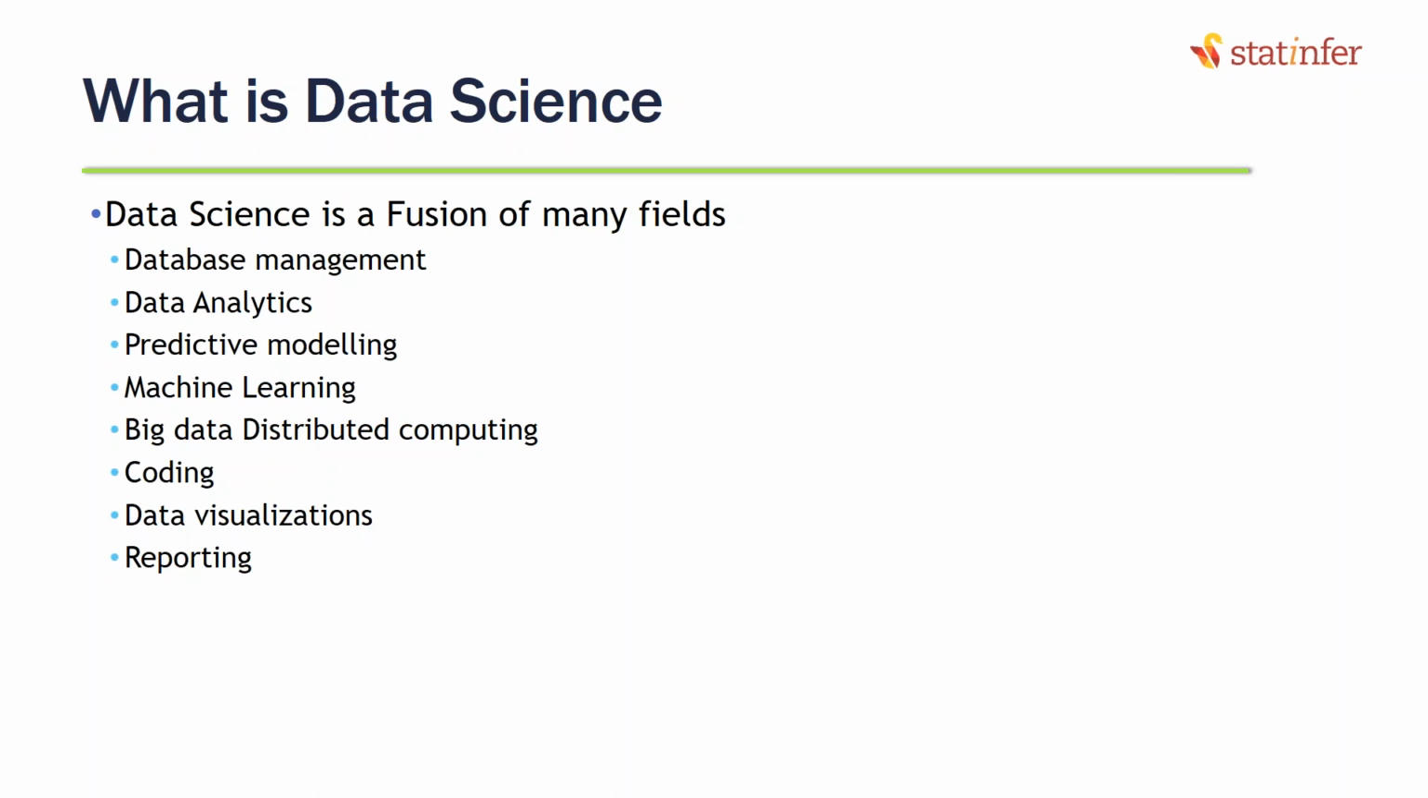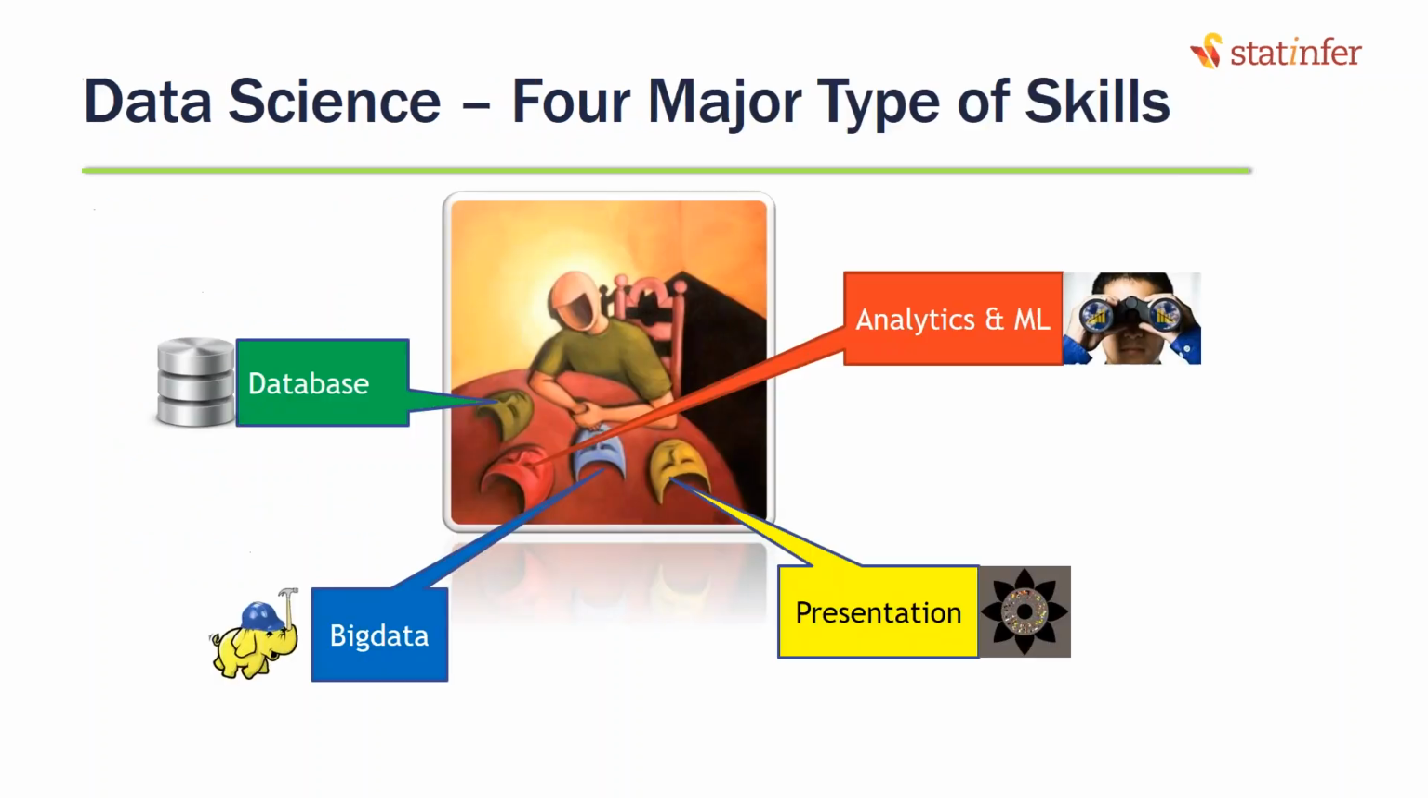So data science is a fusion of many fields. If we are looking at data science, we need to understand that they are talking about any of these or all of these techniques together. If you ask me, these are the four major types of skills. If any one of us wants to be a data scientist, if we need a path to become a data scientist, what do you need to be good at? You need to be good at database techniques. I'll explain each and every one of these skills again, but these are the four major skills.